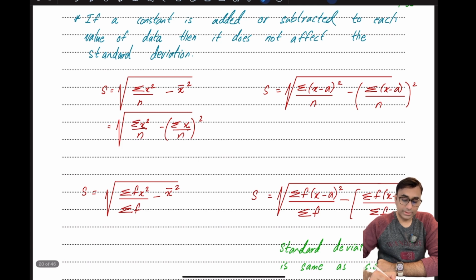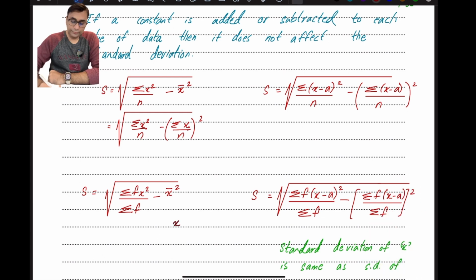Likewise, if I have the standard deviation formula for a frequency table, which is the square root of sigma fx square over sigma f minus x bar square, then if I have coded data, I can directly calculate the standard deviation of x minus a. Not to forget that x bar is equal to sigma fx over sigma f.